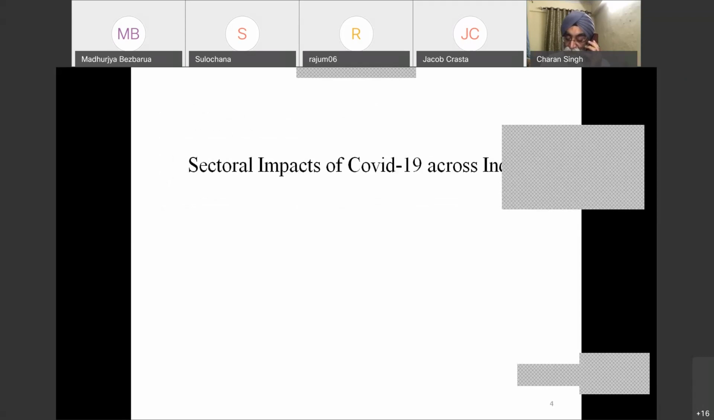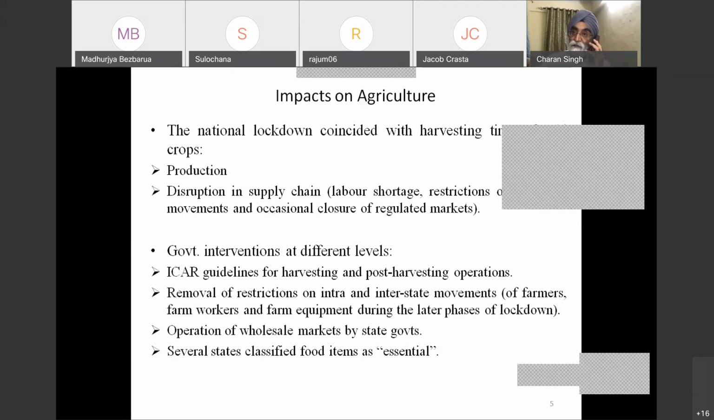Now I'm going to speak about the differential impact of COVID-19 across the sectors of India and what implications they have for economies. The pandemic-induced national lockdown coincided with the harvesting time of the Rabi crops. The product was not affected by the lockdown. However, the lockdown severely disrupted the restrictions on movement of vehicles and occasional closure of the regulated markets.